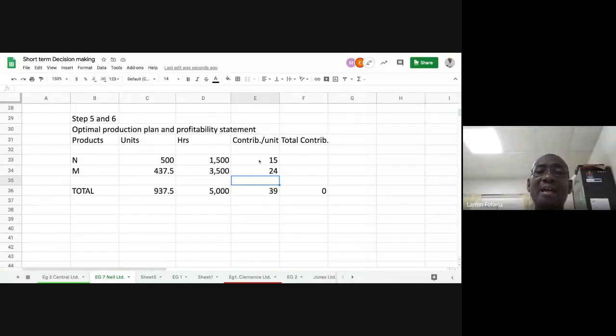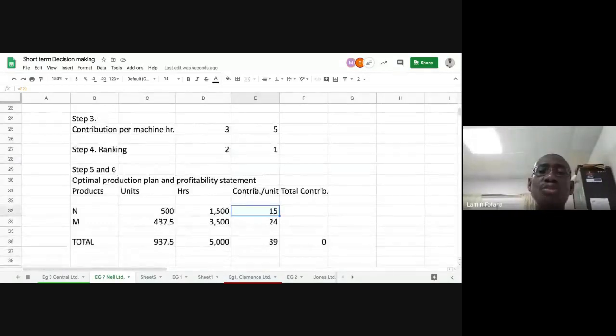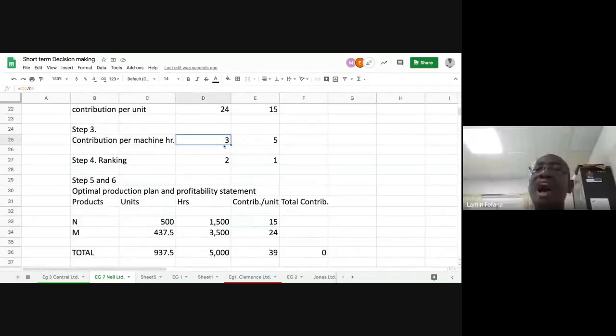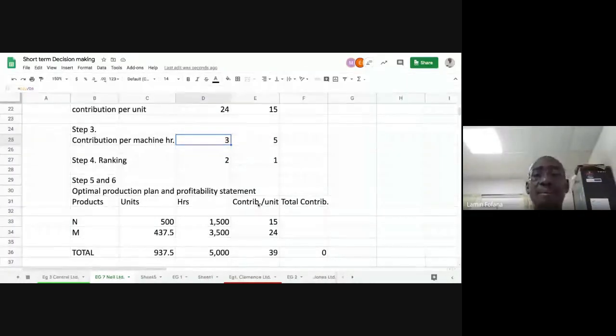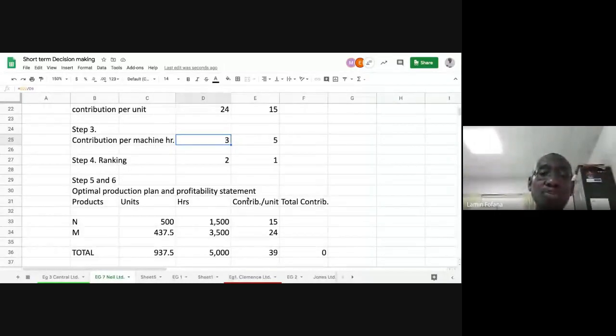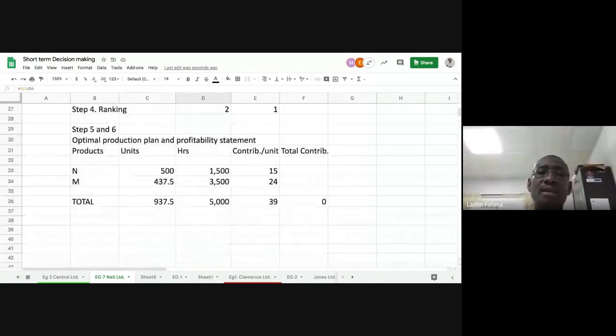Okay, so here we want to calculate our profitability. We cannot use our contribution per scarce resource for that. Our contribution per scarce resource, we are only using it to determine our optimal production plan, to determine which product we produce first, second, third, and so forth. That's going to maximize profitability. But if we are calculating our profitability, the contribution we use is the contribution per unit. Is that clear?